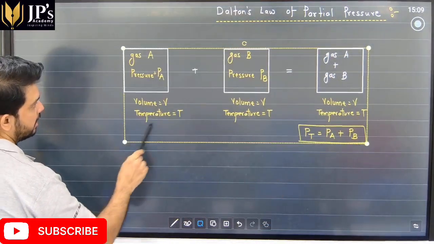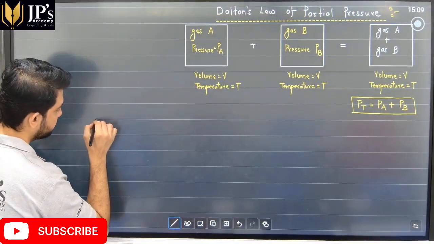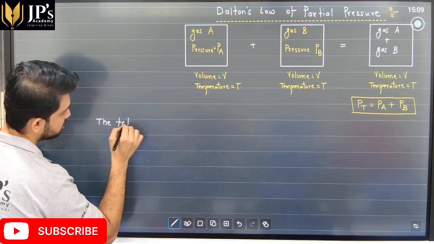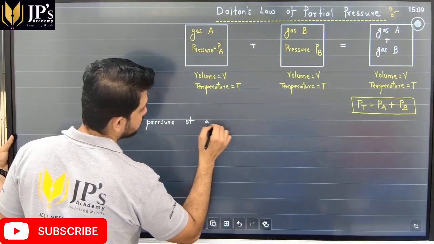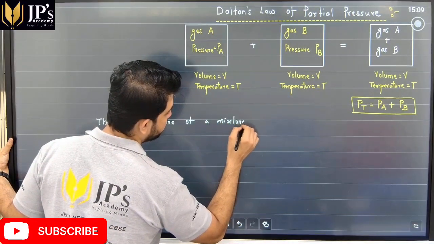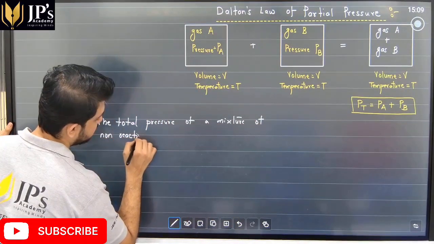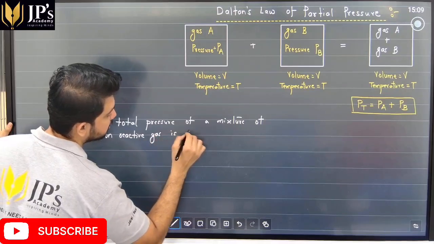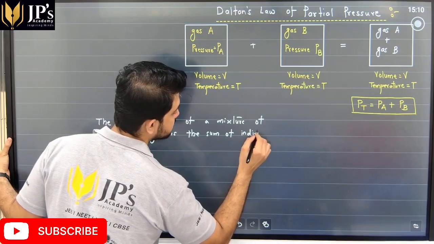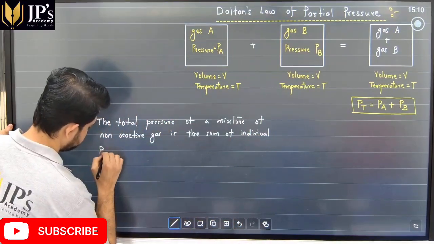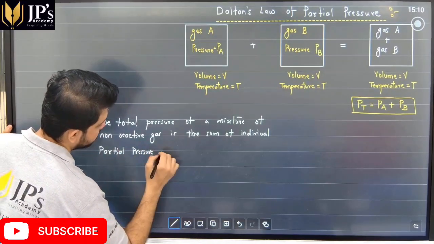Now students, let me quickly write that for you. Dalton's law of partial pressure says that the total pressure of a mixture of non-reactive gases is the sum of individual partial pressures of the gases. Now students, we can also prove this.